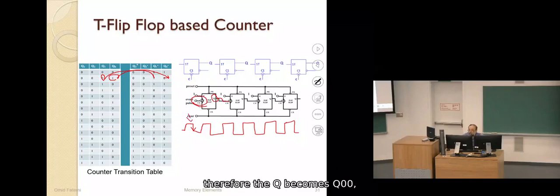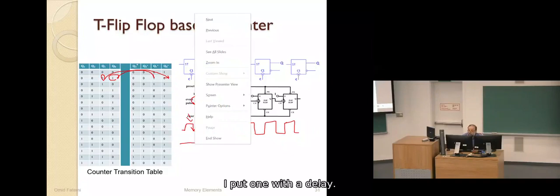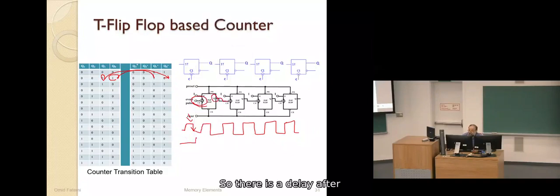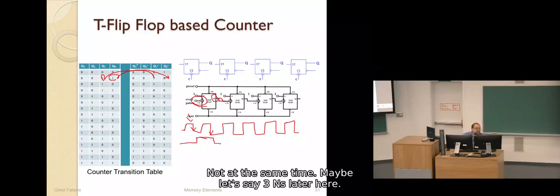Therefore, Q0 was 0, so it becomes 1. And please look at here, I put 1 with a delay. So there is a delay after the clock because it is not instantaneous. When we have the falling edge of the clock, there would be a delay here. Then the clock goes here again. Here we have the next falling edge. At this next falling edge, Q0 toggles, and again there is a delay. So Q0 toggles later than the falling edge, not at the same time. Maybe, let's say, 3 nanoseconds later.